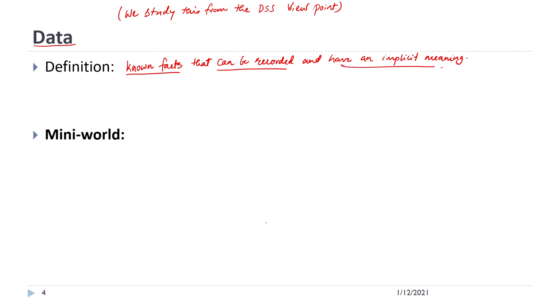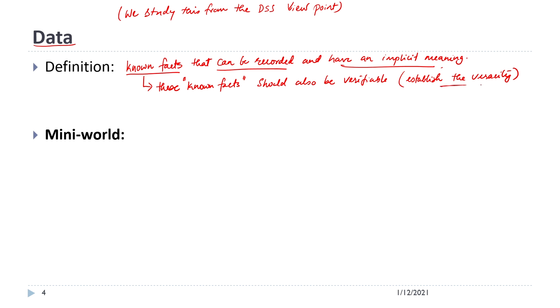Sometimes I also tend to add that these known facts should also be verifiable. You should be able to establish the veracity, whether this is correct. Is it actually the known fact, is it really the fact? You should be able to verify and assure that yes, this is the fact.